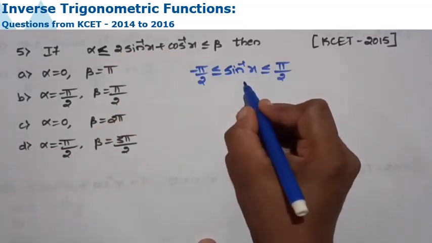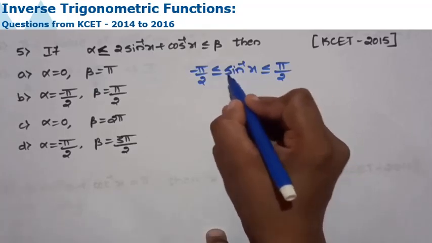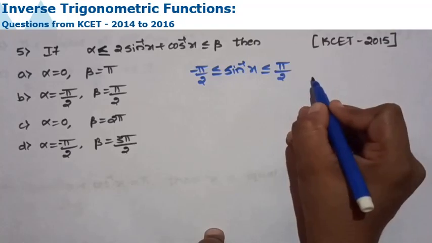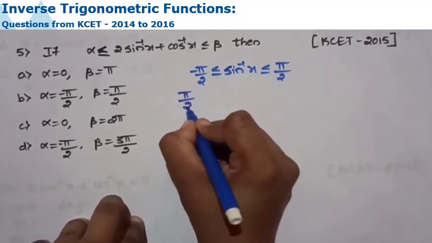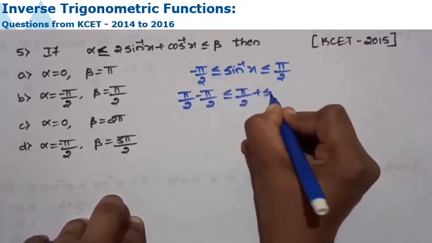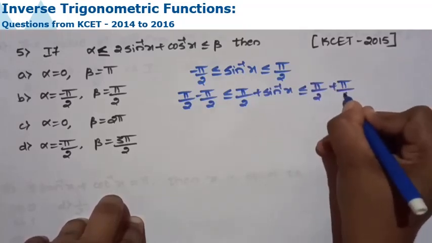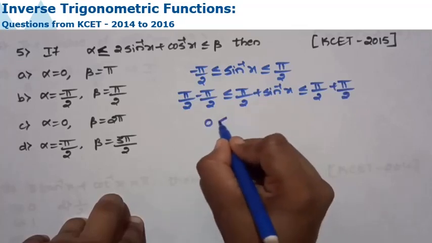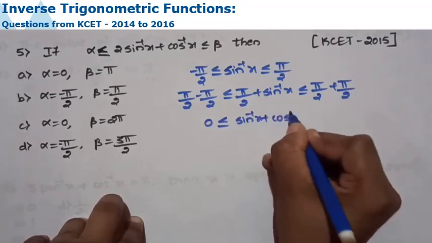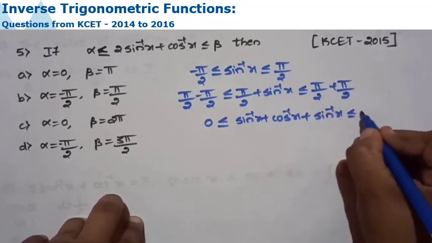Using this, I want 2 sin inverse x plus cos inverse x here. We know that sin inverse x plus cos inverse x is equal to pi by 2. So if I have sin inverse x plus cos inverse x, I want pi by 2 here. So throughout the expression add pi by 2. Therefore we get pi by 2 minus pi by 2, which is less than or equal to pi by 2 plus sin inverse x, which is less than or equal to pi by 2 plus pi by 2. So pi by 2 minus pi by 2, which is 0, is less than or equal to pi by 2 written as sin inverse x plus cos inverse x, plus sin inverse x, which is less than or equal to pi by 2 plus pi by 2, which is pi.